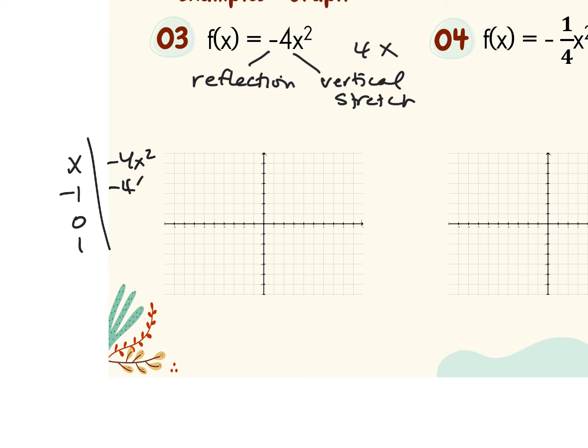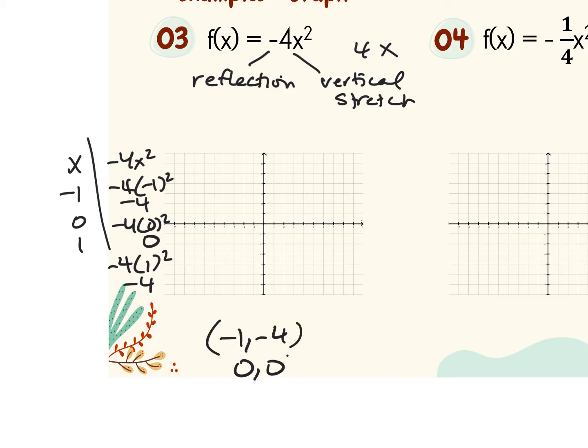-4 times -1 squared just gives me -4. Then when I plug in a 0, that gives me 0. And then when I plug in a 1 and square it, I still get -4. So the 3 ordered pairs I'll graph are (-1, -4), (0, 0), and (1, -4). So I'll go ahead and plot these. This is actually my vertex.